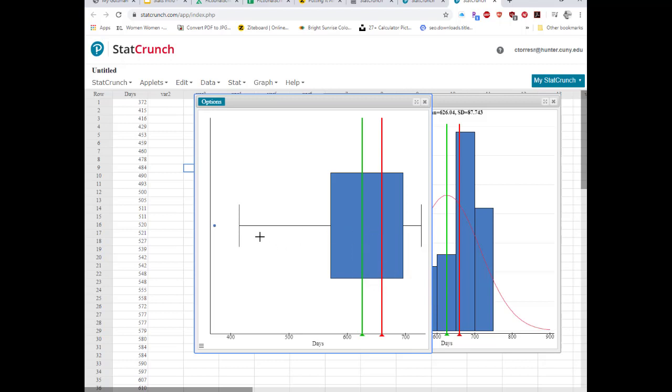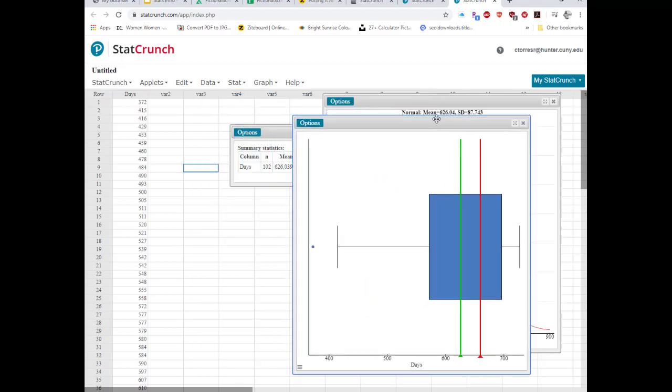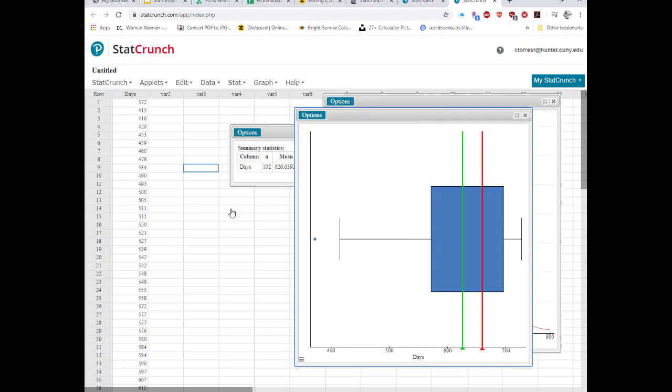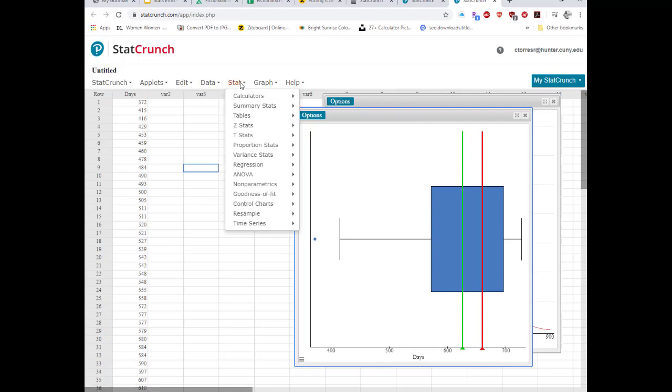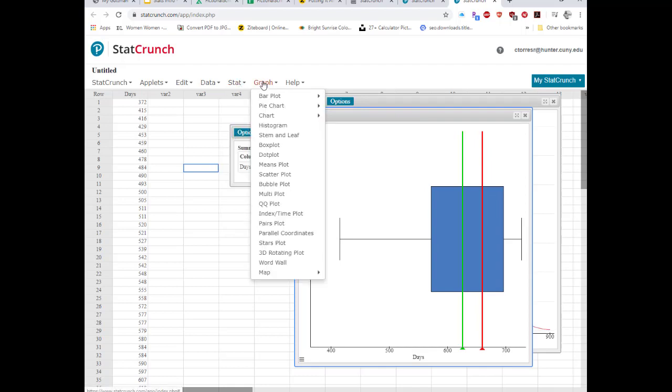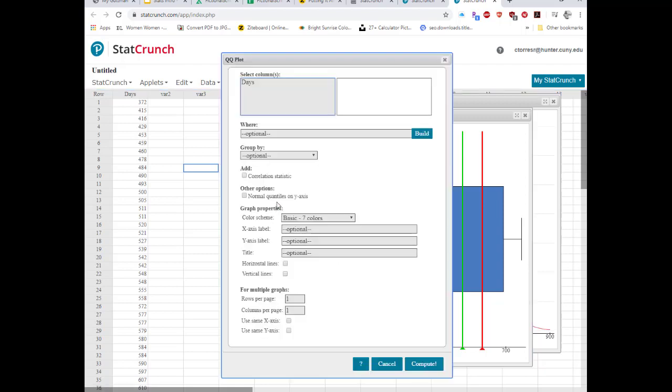Not perfect. The left whisker is a lot longer than the right whisker, but you know, the skewness value still says it's okay. Finally, we're going to look at the QQ plot. So we're going to go Graph, QQ Plot, Days, Compute.